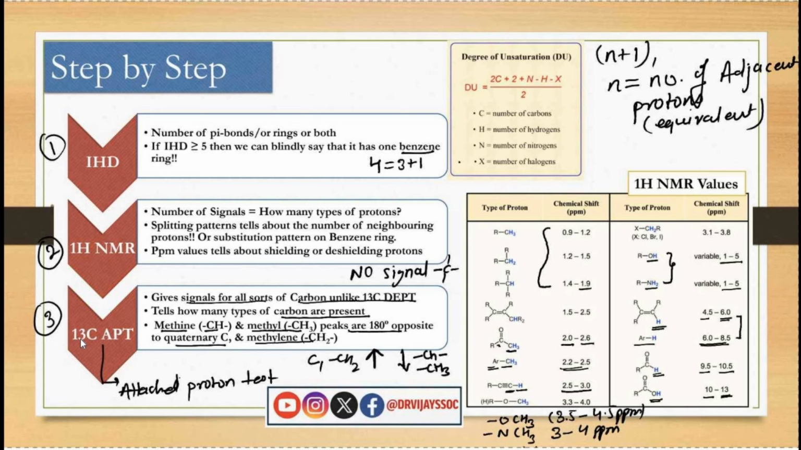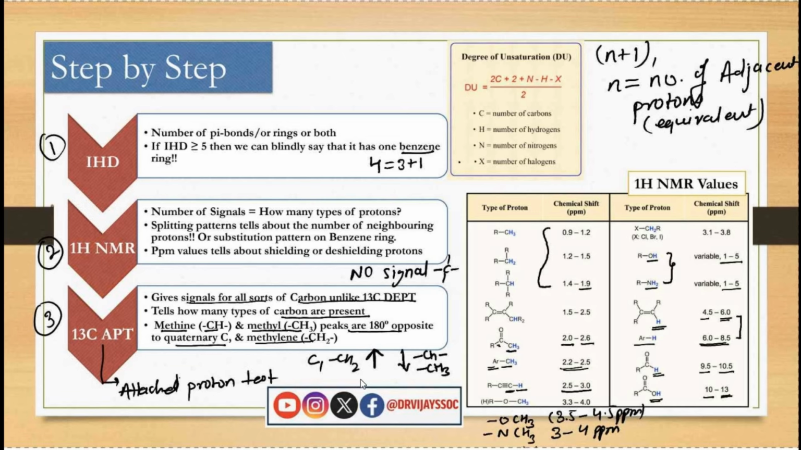Then the third step is 13C APT NMR. We will look at 13C APT NMR, and we know that this NMR gives all kinds of carbon signals, but in 13C DEPT NMR, we don't see a signal for quaternary carbon, the carbon which doesn't have any hydrogen. It also tells us how many types of carbons are present in a molecule. And we also learned that methine and methyl peaks are 180 degrees opposite to quaternary carbon and methylene carbon.